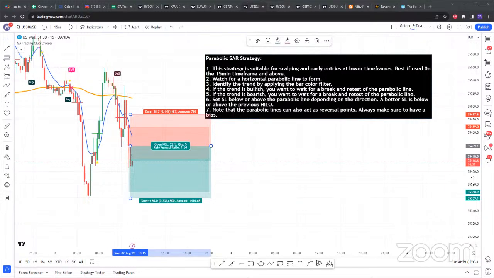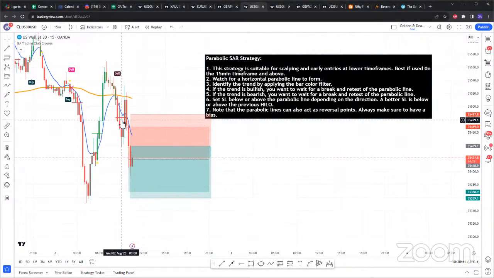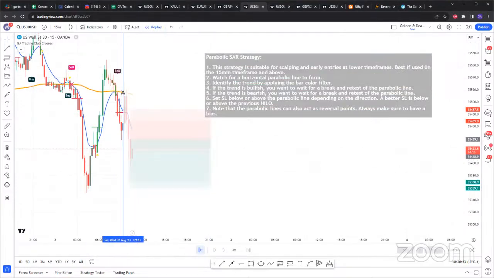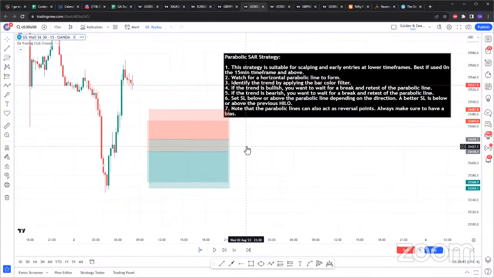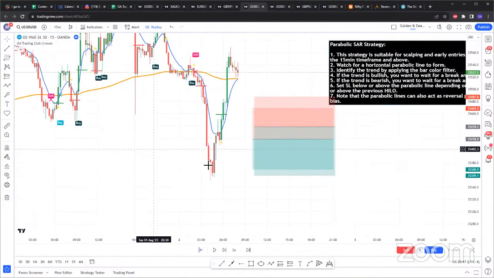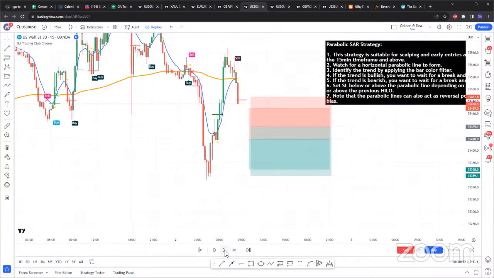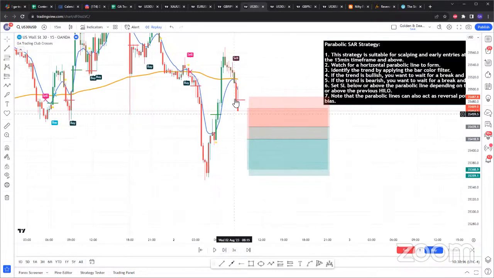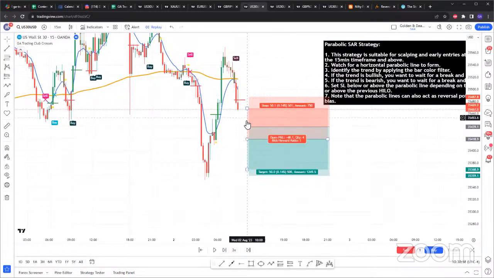So I have two questions. First of all, here in 15 minutes, where the parabolic came at the red line, why didn't we enter at the retest and put the stop above the last high? The question is, when did we get the retest?